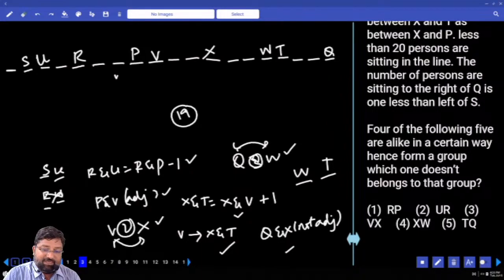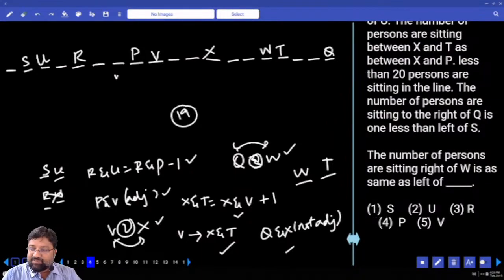U and R. Next, the number of persons sitting to the right of W is, how many are to the right of W? 4. The same as to the left, there should be 4 people to the left of 1 person. Who is that person? Tell me. R. Done?